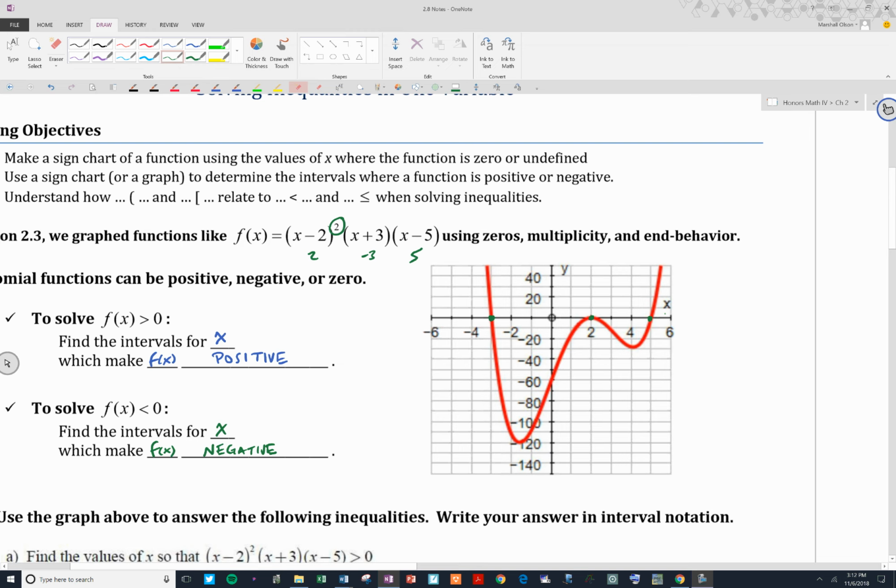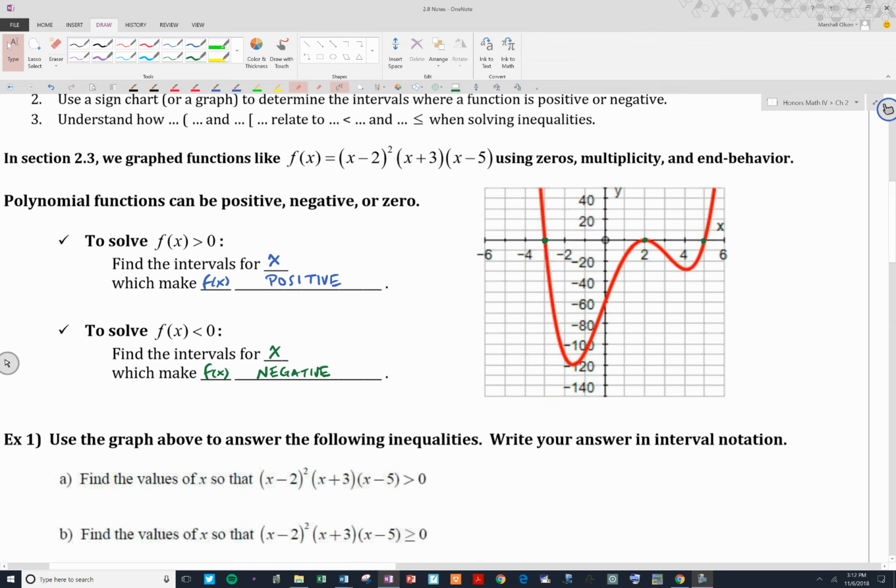We're going to use this graph to help answer the questions about where this function is positive, negative, or 0. So to solve for where f of x is greater than 0, we are looking for the intervals of x which make the function positive. So first we're going to think about where the function is positive. The function is positive anywhere above the x-axis. This is where f of x is positive, or greater than 0. So we can see that the function is actually positive here and here. But the x intervals that make that possible are the intervals here that will represent an interval notation in a second.